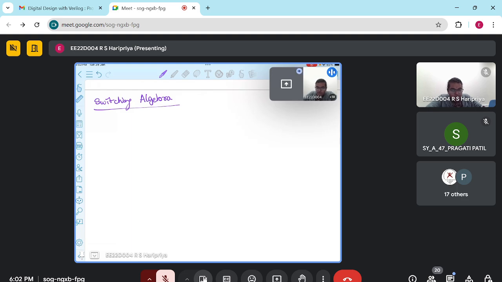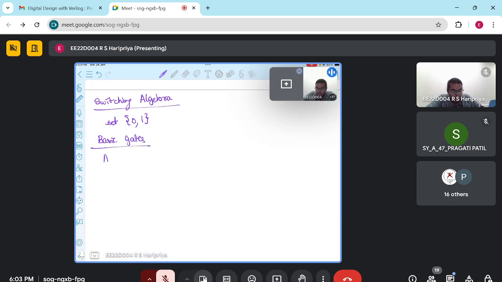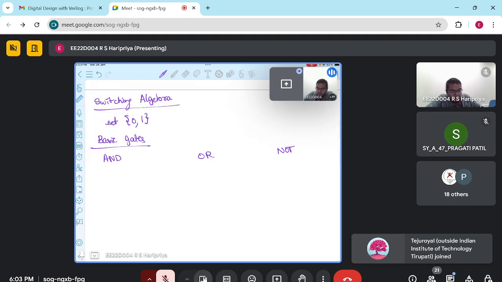So, if we consider the switching algebra with binary, we have a set of 1 and 0. The basic gates are AND, OR, and NOT gate. So I will write the truth table for this.